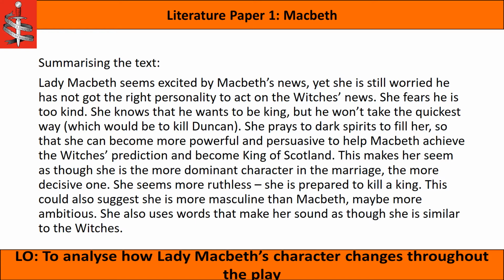This makes her seem as though she is the more dominant character in the marriage and the more decisive one. It makes her seem ruthless because she is prepared to kill a king. You will remember from doing your lessons at school that it is a crime against God, a sin against God, a cardinal sin, to kill the king, to commit regicide. So for her to even contemplate doing that, that shows that she is really ruthless, possibly even evil. All of these things could suggest that she's more masculine than Macbeth, maybe a little bit more ambitious, which of course are key themes within the play. She also uses words that make her sound as though she's similar to the witches, by praying to the dark spirits, and wanting that power.